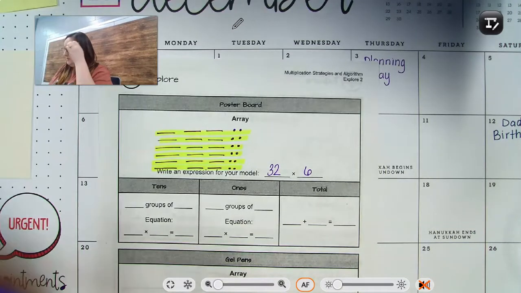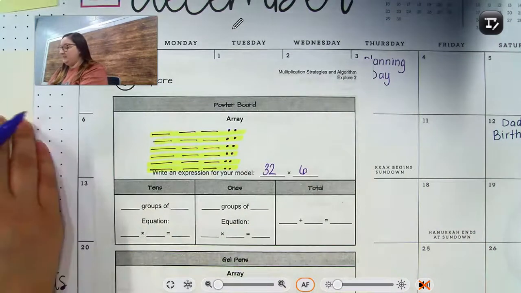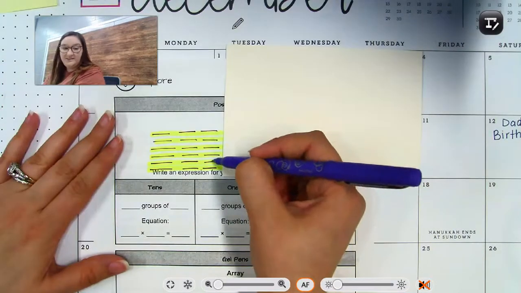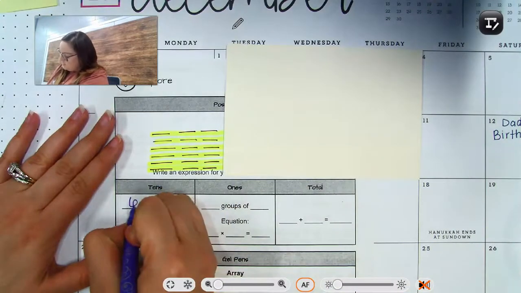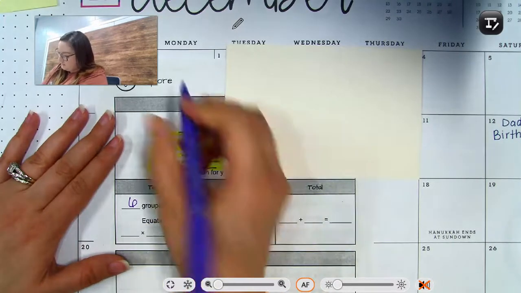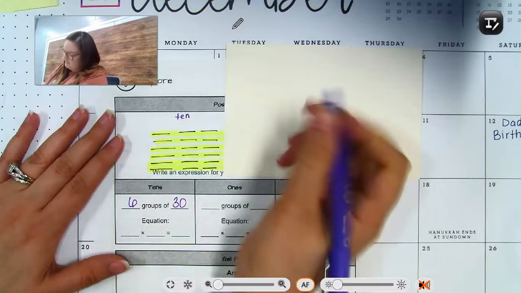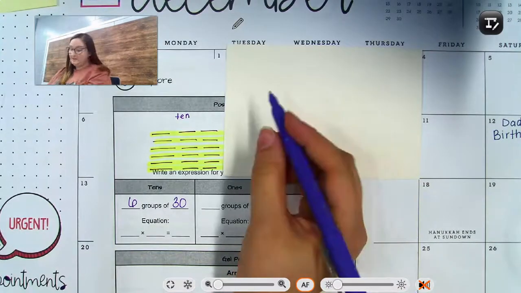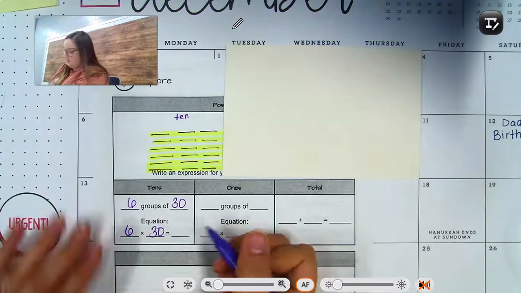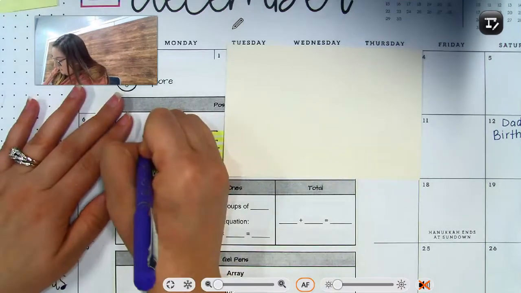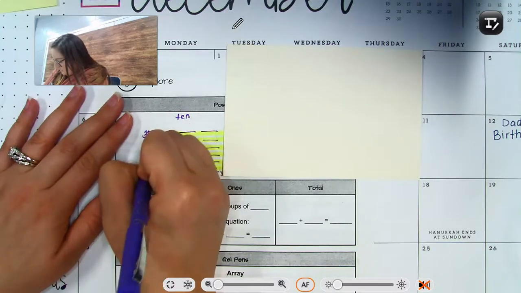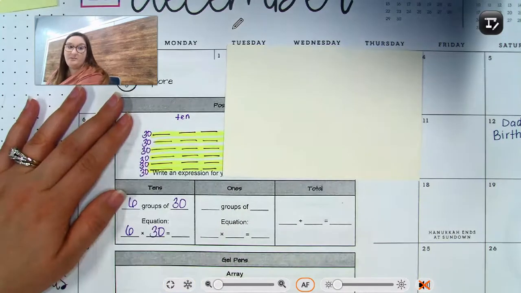Okay, so let's only look at the tens. So I have 1, 2, 3, 4, 5, 6 groups with how many? 10, 20, 30. Not 3, 30. These are tens. Okay, so that means I'm going to do 6 times 30. So I have 30 plus 30 plus 30 plus 30 plus 30 plus 30. Count by almost like 3.